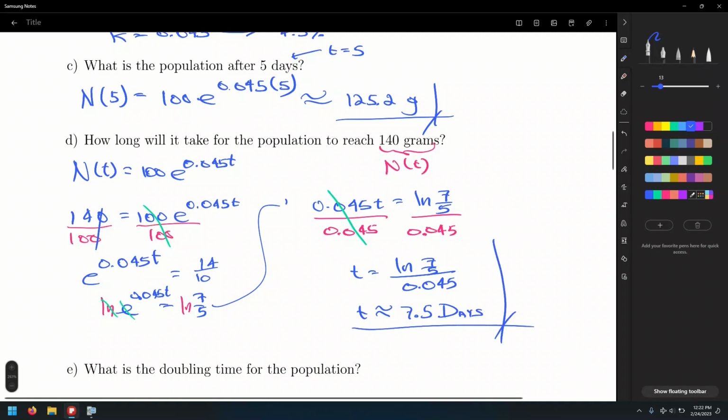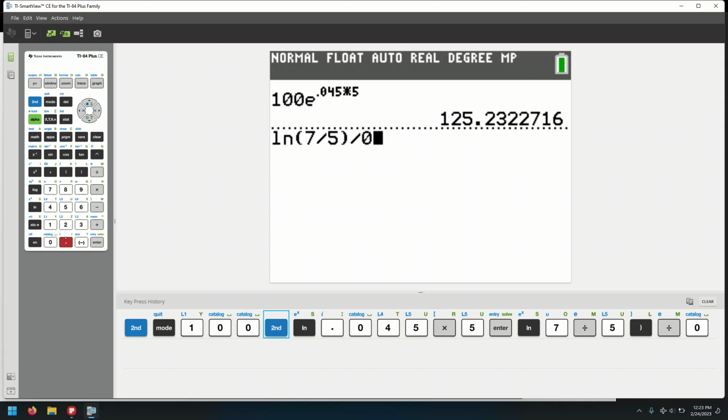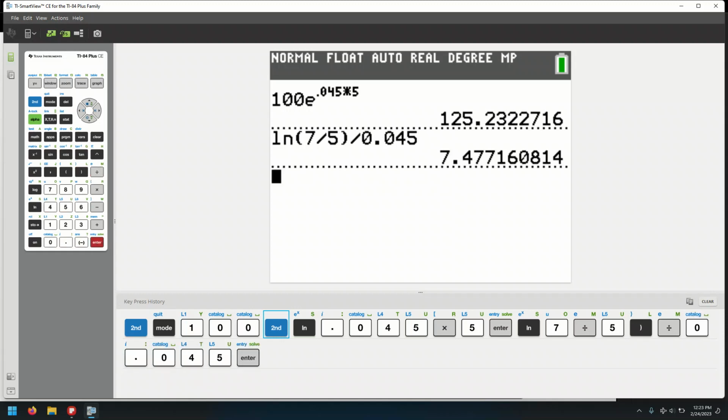Now, how do we do this in the graphing calculator? Let's see. ln of 7 divided by 5. Careful when writing the logarithmic factor here. So ln of 7 over 5, close parentheses, and then divide by the number 0.045. And that should give us the result, 7.47. I rounded it to 1 decimal place. For days, that's pretty much 7.5 days, essentially.